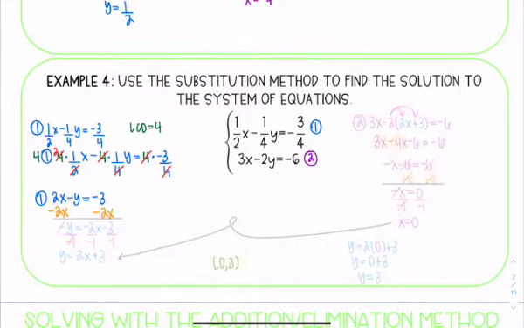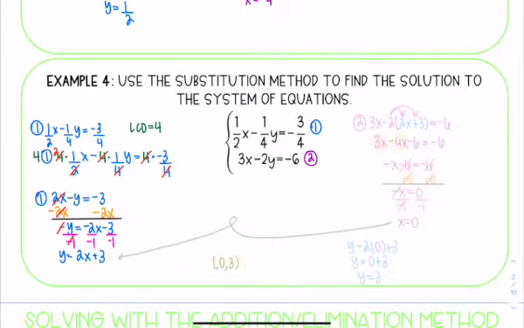And it doesn't matter if you solve for x or for y. It's just y has a coefficient of negative 1, so it's a little bit easier. So we have negative y equals negative 2x minus 3. And then we want to divide by negative 1. And so we get y equals 2x plus 3.